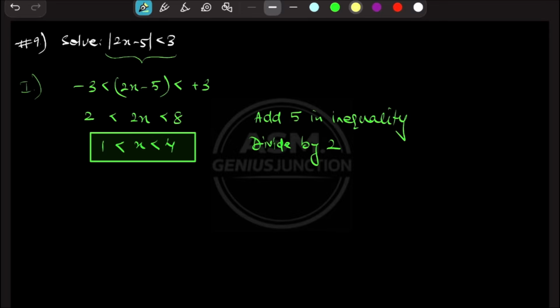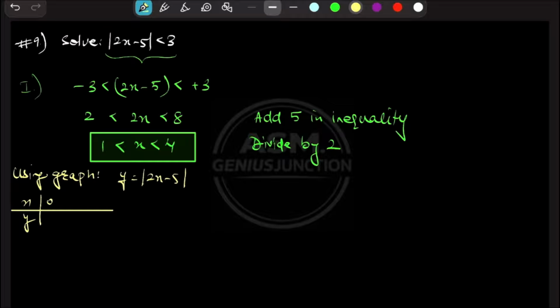There can be a question in which they ask you to solve this modulus inequality by drawing the graph as well. So we need to understand how we can solve this using a graph. I will plot the graph of y equals mod 2x minus 5. For this, I will draw a table. When I put x equals 0, I will get y equals 5. Similarly, when I put y equals 0, I will get x equals 5 by 2.